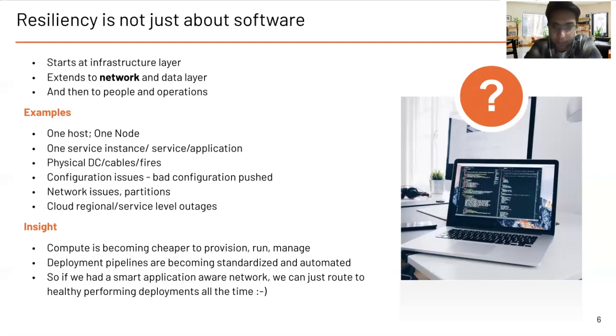So in a world where compute is becoming available everywhere, my stake is that you should be deploying applications in multiple zones, multiple availability zones, and they're easier now to provision, run, and manage anyways. Deployment pipelines are more automated. So all we really need is a smart connected network which can route traffic to the right healthy deployments all the time, and we will have resilient applications. So, easier said than done. How can we actually do this in practice? So let's look at some scenarios.